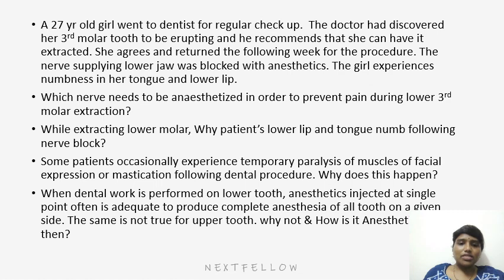When dental work is performed on lower tooth, anesthetic injected at a single point often is adequate to produce complete anesthesia of all tooth on a given side. The same is not true for upper jaw. Why not, and how is it anesthetized then?